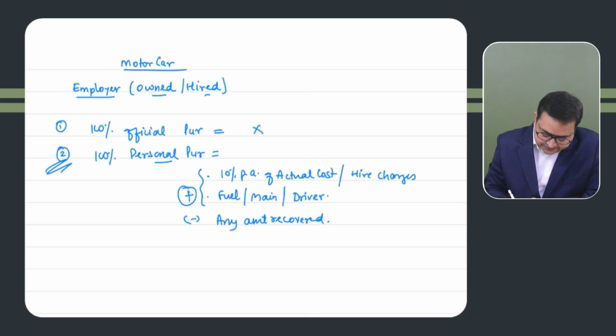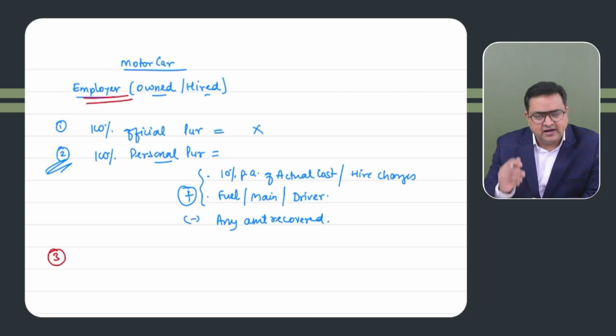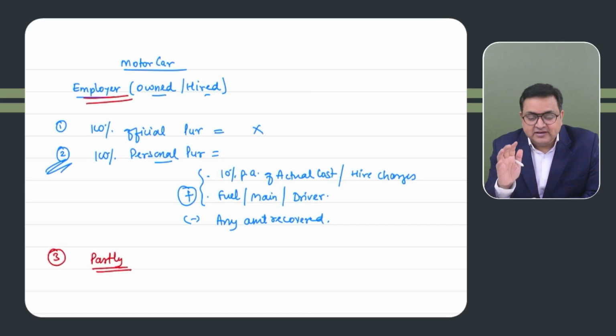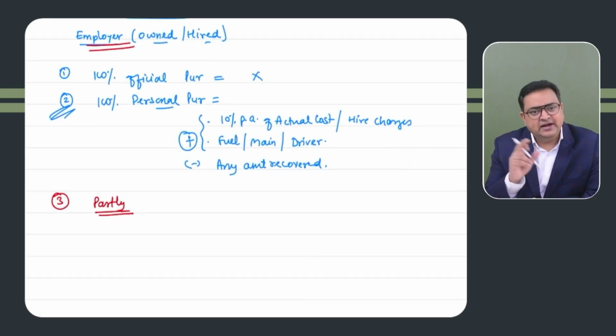Third is also important, where the car is provided to you partly for official purpose and partly for personal purpose. It is the employer's car, it is not the employee's car. Generally, because the employer is providing you this car, they will always assure that it should be used mostly for official purpose. But yes, you are allowed to use it sometimes for personal purpose also. So here only that personal portion would be taxable.